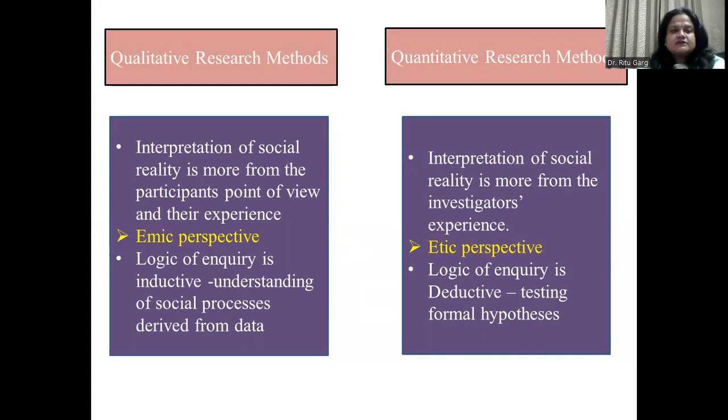In qualitative research, the logic of inquiry is inductive, that is, understanding of social processes is derived from the data. But the logic of inquiry is deductive in quantitative research, that is, testing the formal hypothesis. Qualitative research deals with the credibility of the responses of the participants and also the credibility of the investigators. But quantitative research deals with reproducibility, meaning when another investigator studies the same problem, the same results are expected.